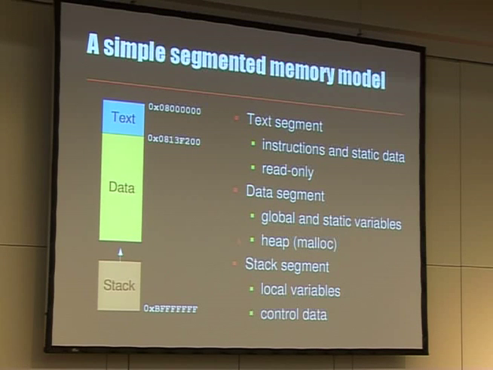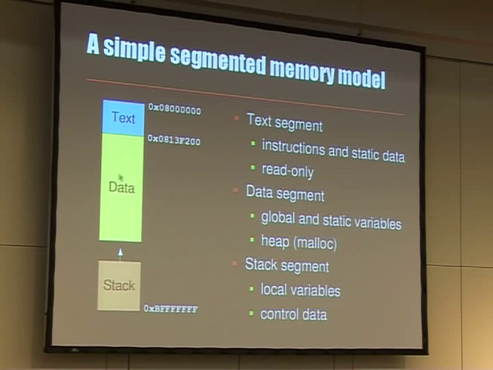Okay, let's go into the memory model. This is a very simple segmented memory model, and actually this is very close to the model that Linux is using. We have the lower addresses on the top right here, and the higher addresses down here. The first part of the memory is used for the so-called text segment, and the text segment contains all the instructions and all the static data. And this segment is just read-only. You cannot go there and modify the code, because that will give you segment violations.